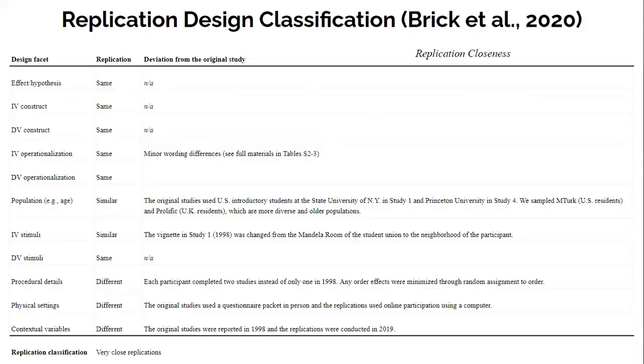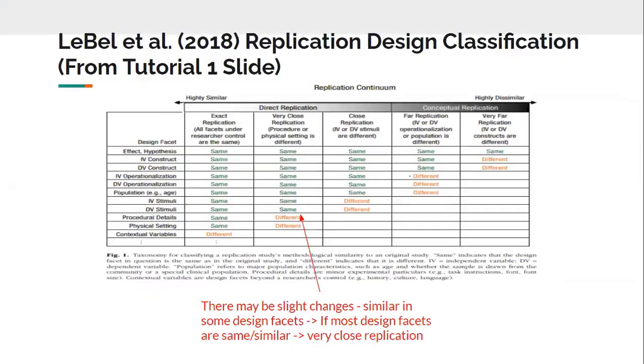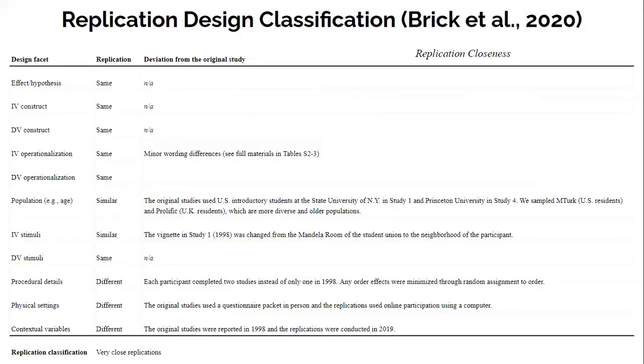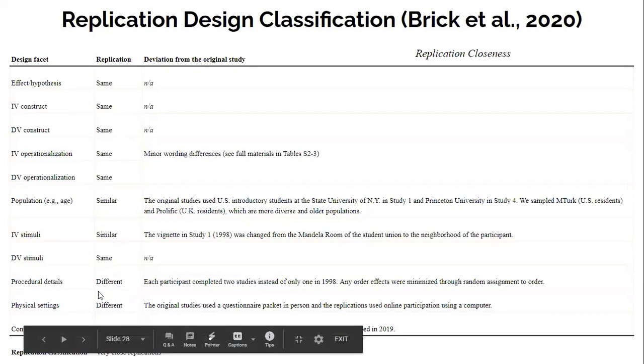In reality, exact replication is unlikely. It's very hard to happen. But very close replication, close replication, is common. This is a replication design classification. Cameron, Brick, and a few researchers, including me, are wrapping up this last year's project, and this is a table of replication closeness. It's quite clear. As you can see, most of this is same or similar. Some of these are slightly different, because the variables are different.